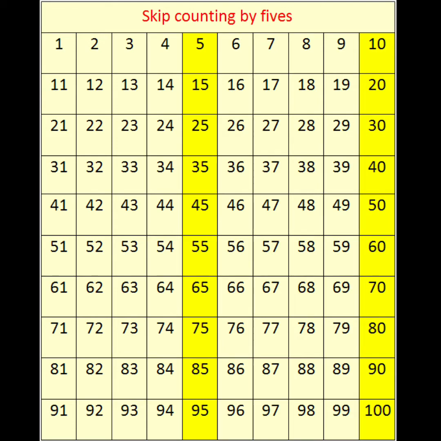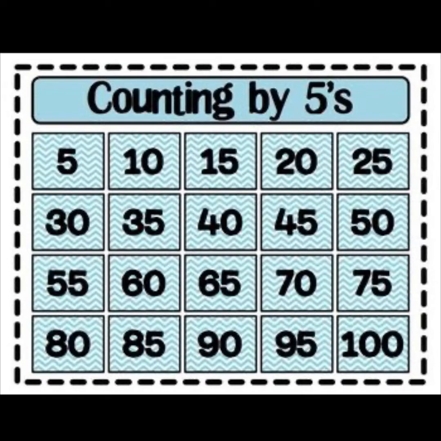Good work, everybody. Okay, here we have our other chart, counting by 5s. Follow with me, and if you want, point to the numbers as we go. Here we go. 5, 10, 15, 20, 25, 30, 35, 40, 45, 50, 55, 60, 65, 70, 75, 80, 85, 90, 95, 100.